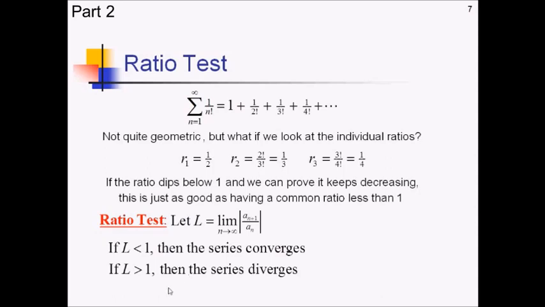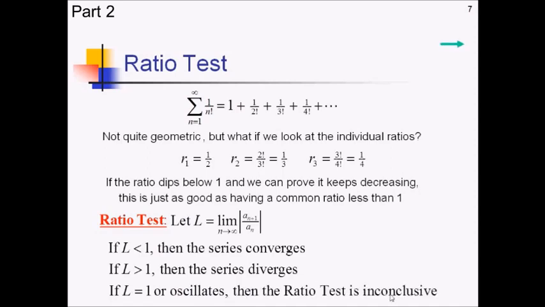Now, the interesting thing is, if your limit is 1, or if this limit oscillates between two different numbers for whatever reason, then this is actually an inconclusive test, and we have to do more tests. It's just too close to call.